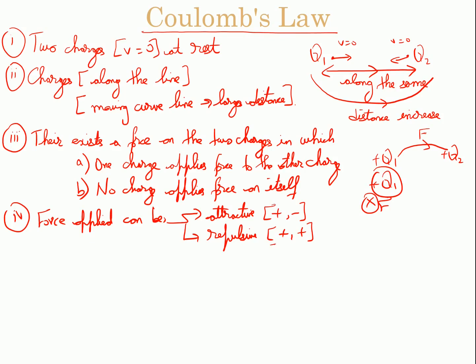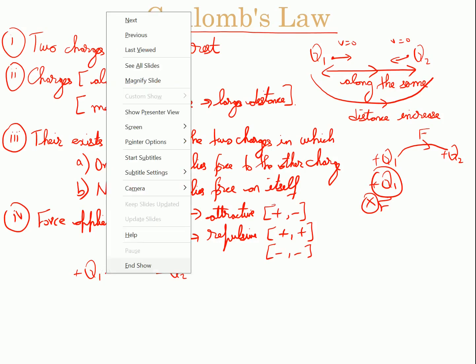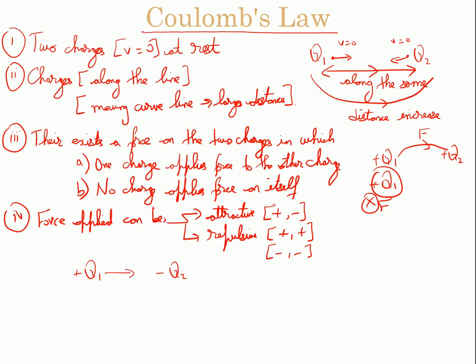That can be positive positive or negative negative. So these are the assumptions, or rather the analysis, made by Coulomb upon his experiment. If we have a charge q1 and another charge, let's say negative q2, and one of them is brought in close vicinity, this charge is going to apply force onto the other, and that charge is going to start moving.